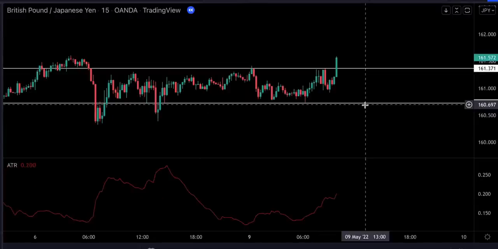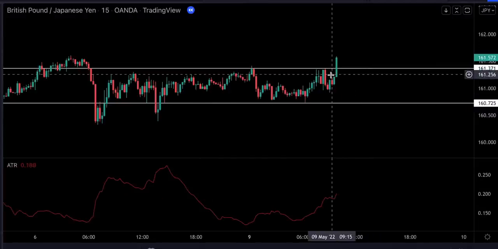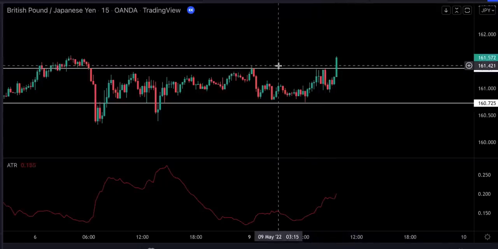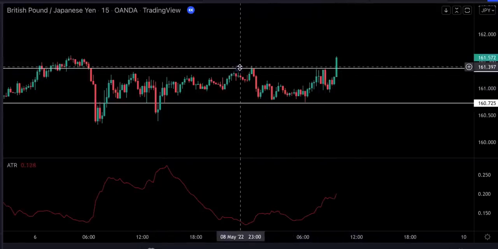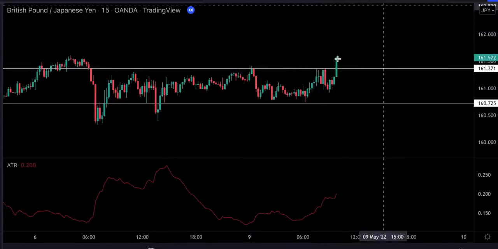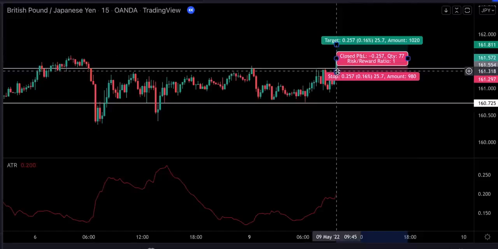Also, if the price breaks through the level of support and resistance, this is also going to be considered as a new signal. So here, for example, we had a bullish breakout. So we see the price just broke through this strong level of resistance. So we're going to go ahead and place a buy order and set our stop loss and a take profit target.